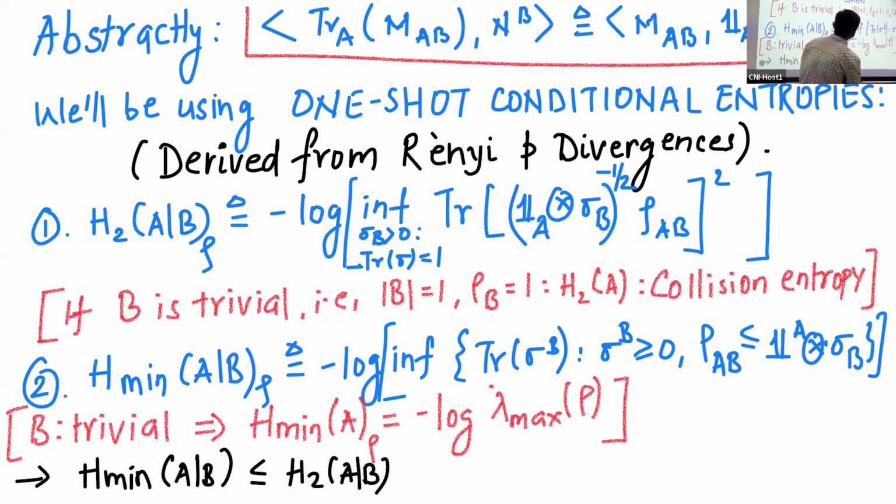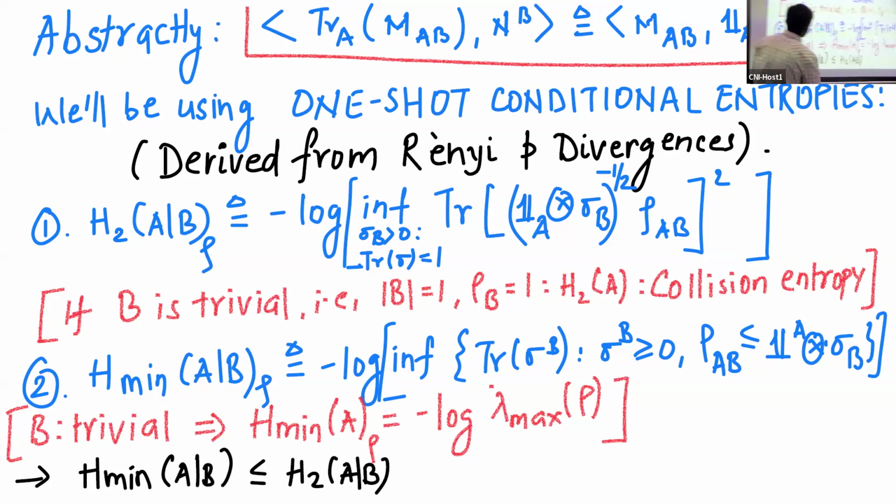For us, the important part is that the trace square of some operator can be viewed as the L2 norm squared of that operator. So all I want you to take away for now is that this conditional Renyi 2 entropy is nothing but the L2 norm squared of some operator. We'll see what that operator is as we move next.